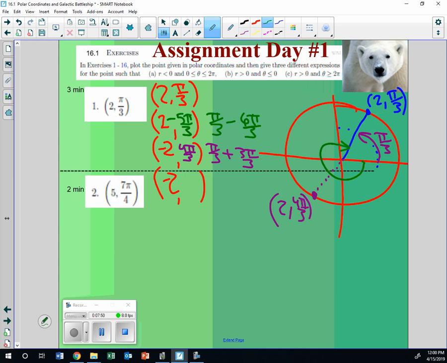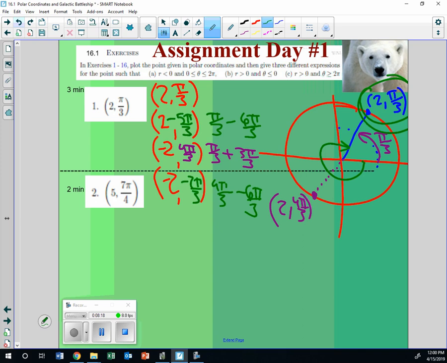And then for the negative, just take the 4 pi over 3 and then subtract 2 pi. So 4 pi over 3 minus 6 pi over 3 is negative 2 pi over 3. Isn't that interesting? That's something. You can find 4 ways to describe this point right here.